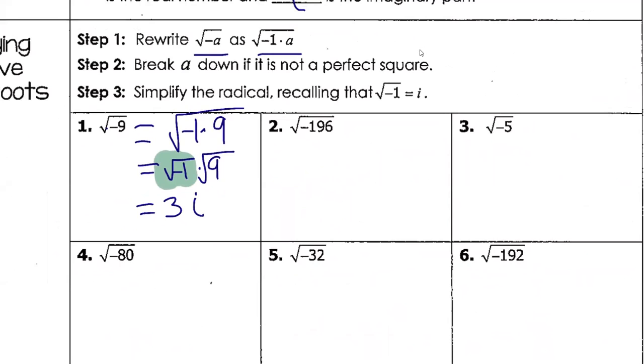Square root of negative 196. Well, we're going to have an i, but in your calculator, what's the square root of 196? That's a perfect square. I don't know if you recognize it or just put it in your calculator, but the square root of 196 would be 14.